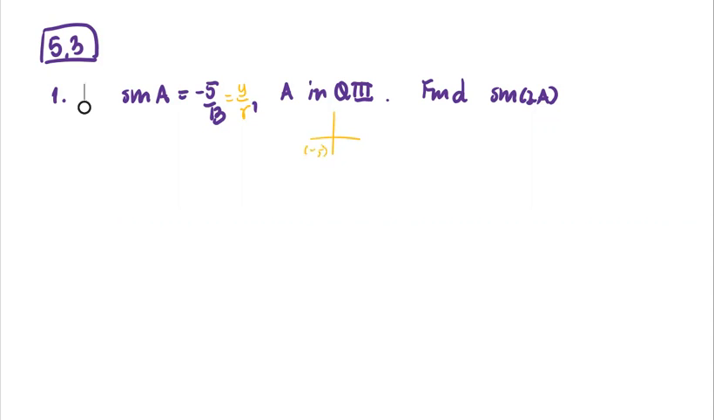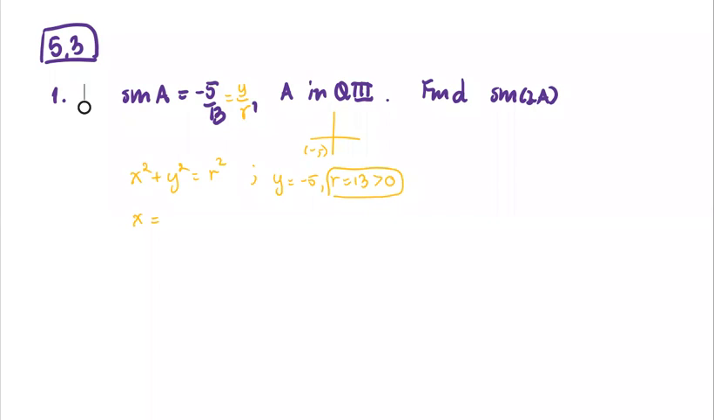In the third quadrant, both x and y are negative. To find the x value, we can use the Pythagorean theorem, x squared plus y squared equals r squared. For this case, we have y equals -5, r equals 13. Recall r cannot be a negative number, so we have to keep r as a positive number.